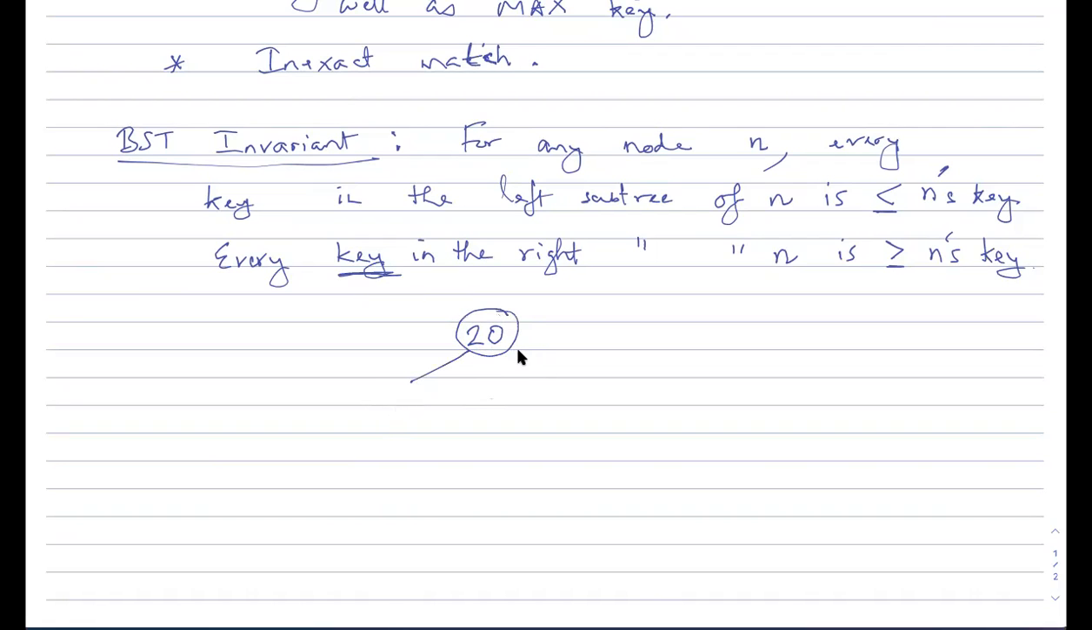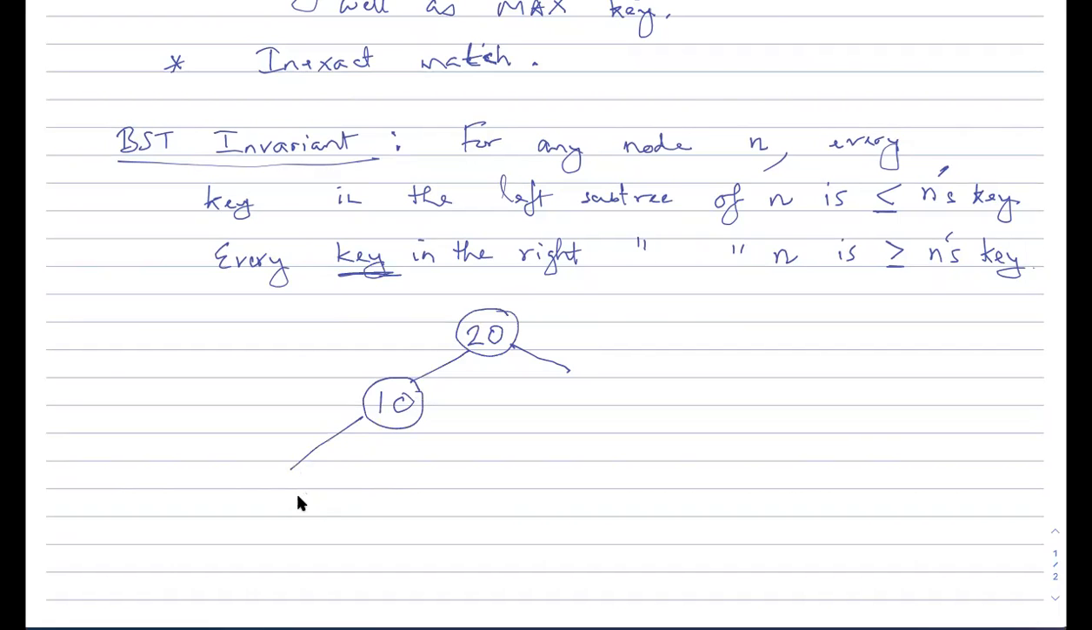So what is the property? If you take any node, on the left hand side, the key values of the entire subtree has to be less than the key of this node, right? So what can we put here? We can put here 10, no problem.